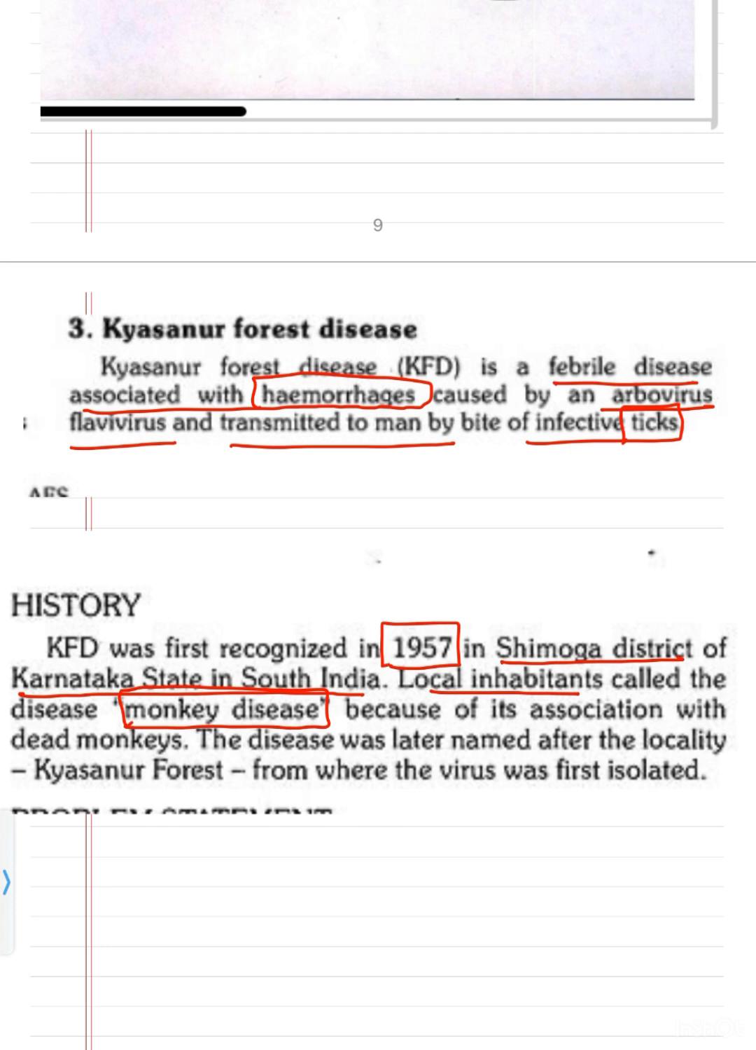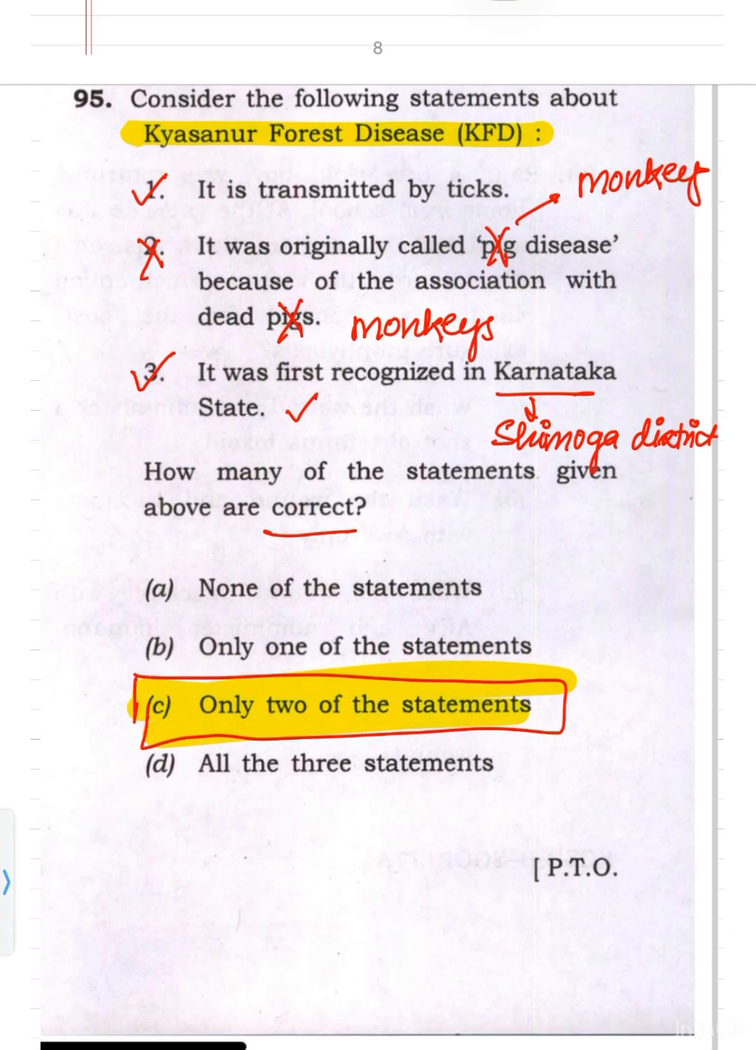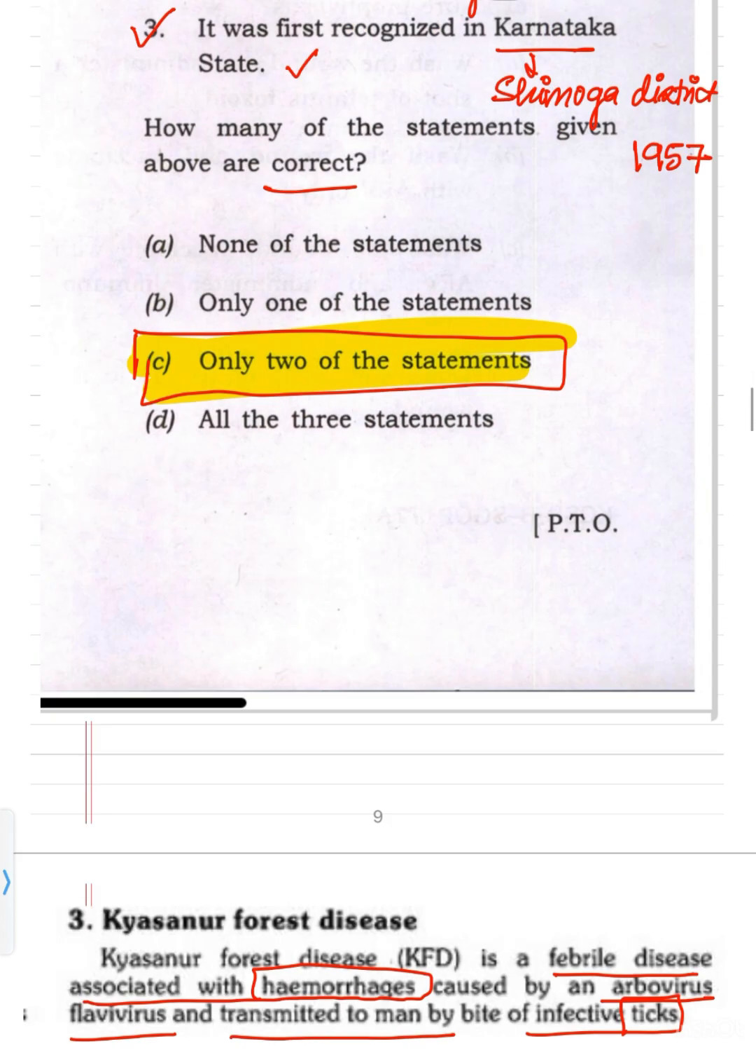So the people in Shimoga district, Karnataka, called it monkey disease because they used to see that it was associated with dead monkeys. Whenever someone went near dead monkeys, he or she was associated with the disease. The disease was later named after the locality Kyasanur forest, from where the virus was first isolated. So the correct answer is: it is transmitted by ticks, it was originally called monkey disease, and it was first recognized in Karnataka state, in Shimoga district, in 1957, 10 years after the independence of India.